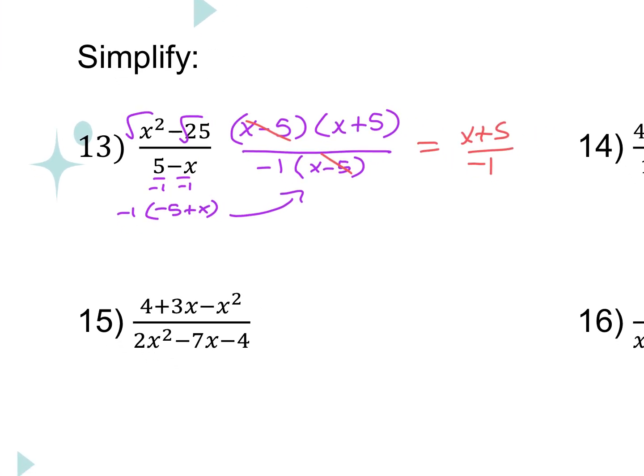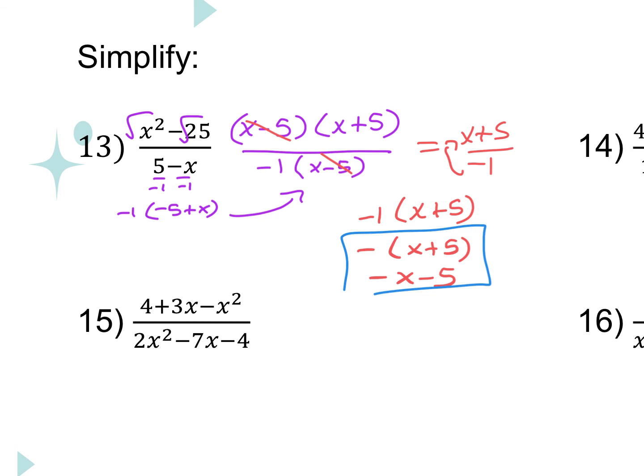You can go ahead and move that negative 1 to the top. So negative 1 times x plus 5. You can either just leave it like this, or you could distribute it in and give me your answer either way here.